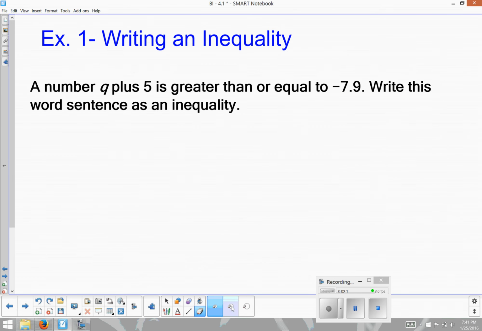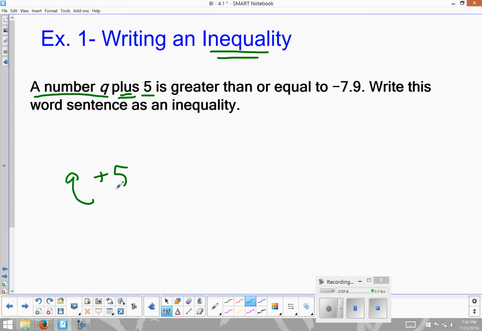Now, remember, when we're writing our math problem, we're not going to have an equal sign. Instead of an equal sign, we're going to have an inequality. So we're going to be writing an inequality in this lesson. So let's start. A number Q. Do you know the number? Yes, we do. It's Q plus, we know it's plus what number? 5.